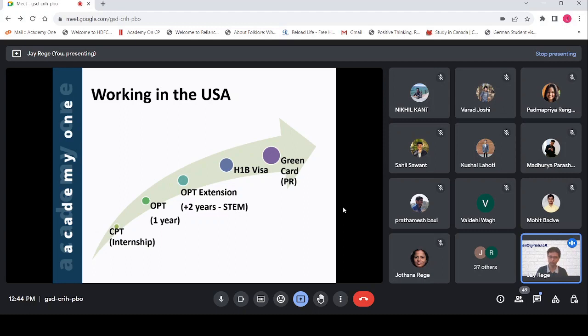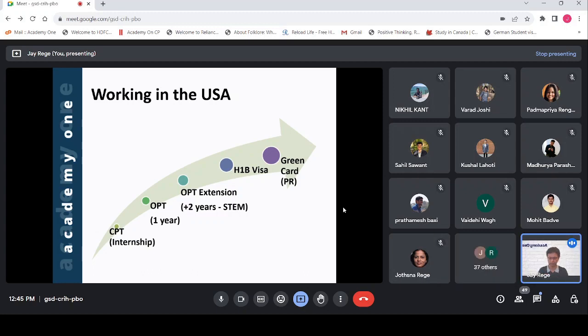If you want to continue beyond that, sometime while you are on the H1, you will have to apply for your PR, that is your green card. The employer also has to apply for your PR, that is your company has to do that, and then that will help you continue staying for a much longer period of time.